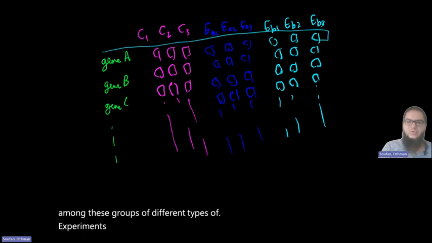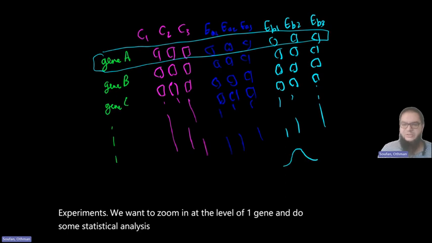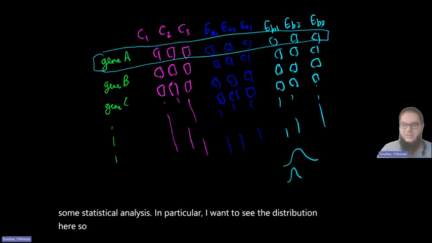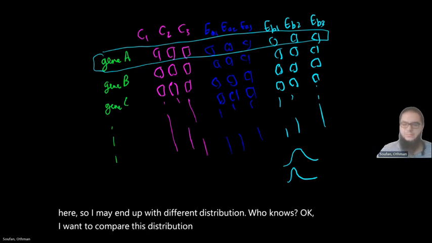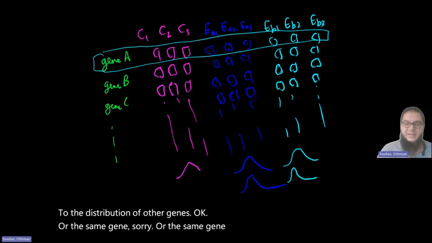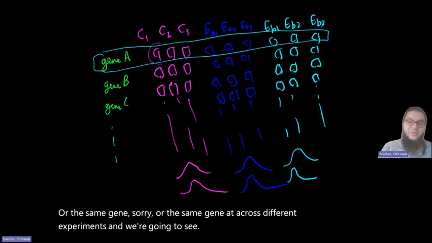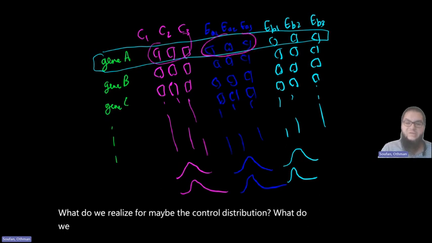So now we want to see among these groups of different types of experiments, we want to zoom in at the level of one gene and do some statistical analysis. In particular, I want to see the distribution here. So I may end up with different distributions. Who knows? Okay. I want to compare this distribution to the distribution of other genes, or the same gene across different experiments. And we're going to see what we realize for maybe the control distribution, what do we realize for the first type of exposure, third type of exposure, and what is the shift here?